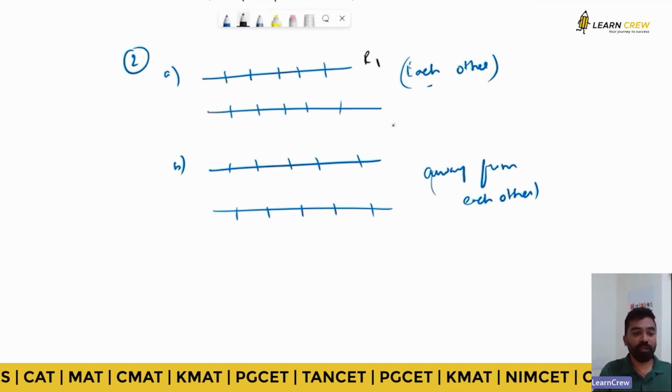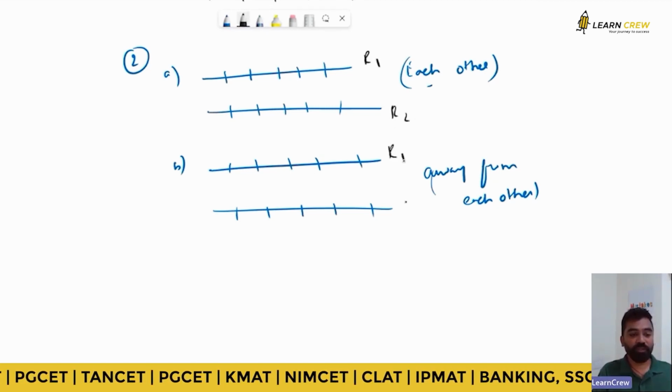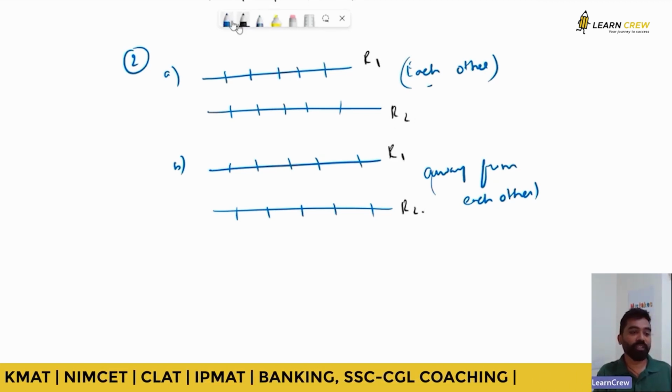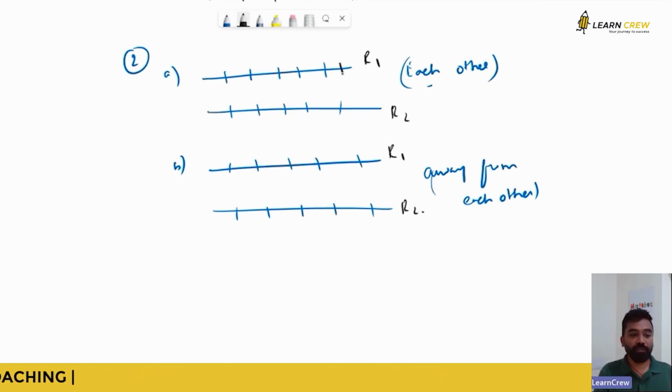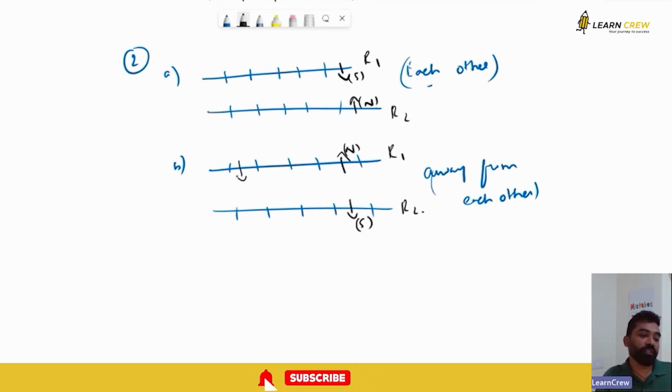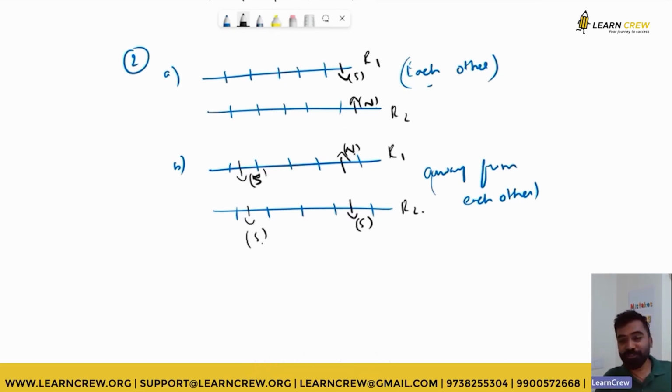Assume this to be row 1, this to be row 2, this to be row 1, this to be row 2. If both are facing each other, row 1 which direction, row 2 which direction? Row 1 is going to be south, row 2 is going to be north. This is both facing each other. If both are facing away from each other, then this could be south, this also could be south, or this could be north, this also could be north.